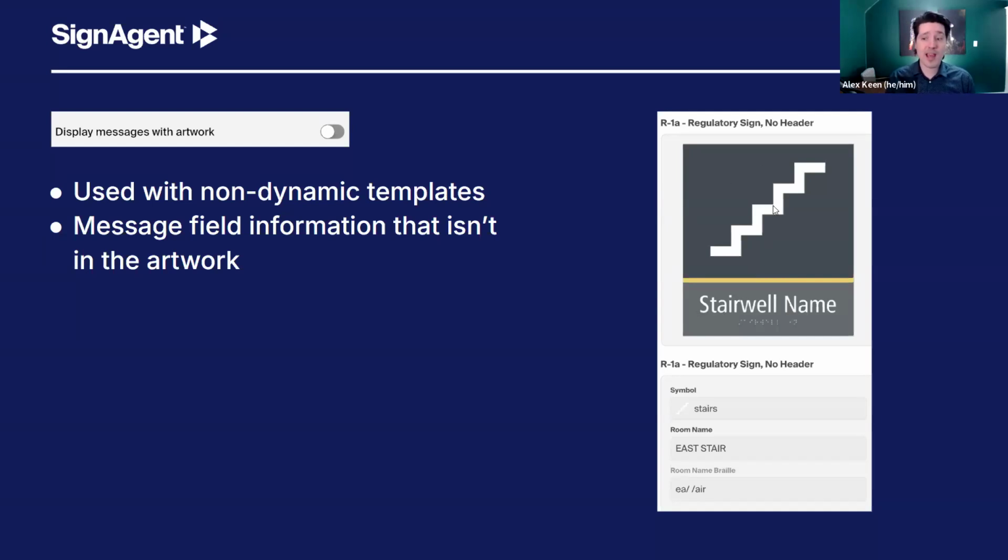And beforehand, if we had artwork in the mobile app, it would just overwrite our messaging to avoid having duplicate information. Turning on the option for display messages with artwork now gives us both so that we can see, oh, here's the overview, but also this specific sign actually says East Stair on it. So we now have the flexibility to also include information that may not show up super well in the artwork or really just have additional information displayed here.